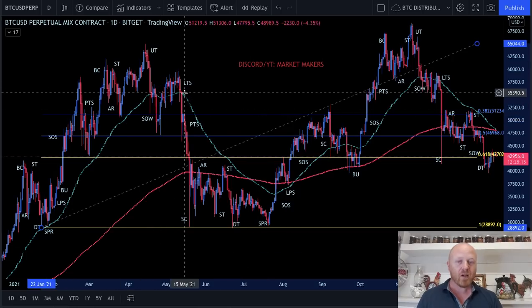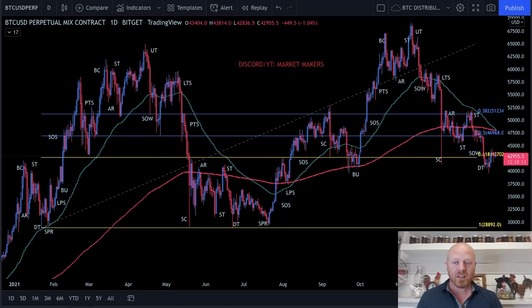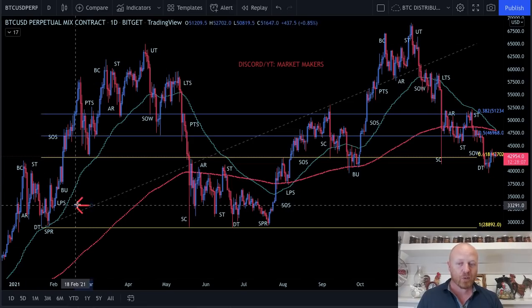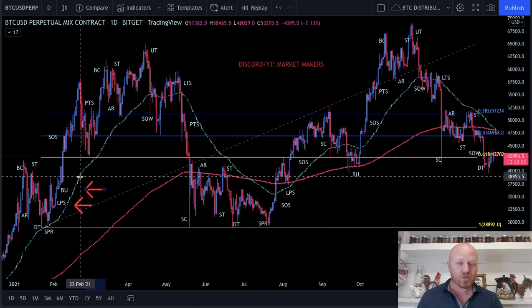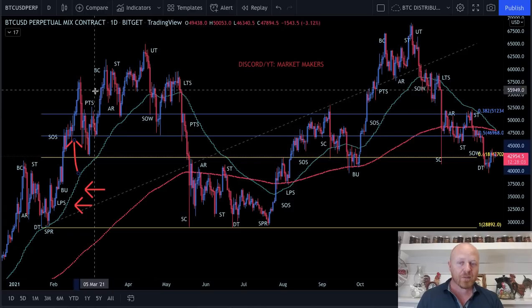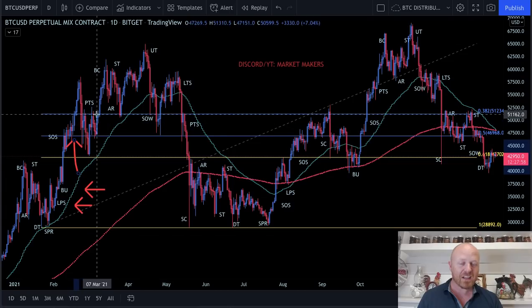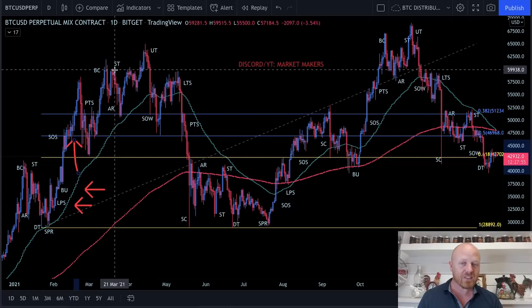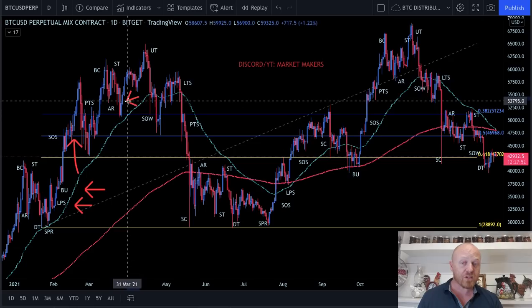Because remember, what happened here in the steps? Let's walk through this really quickly. You have your down thrust, you roll over for your spring, okay? Last point of support, back up, strong sign of strength. Preliminary test of supply, where they dump some supply to test the market. You can see that here. Buying climax candle, automatic reaction, secondary test of your ceiling. Strong show of weakness already.